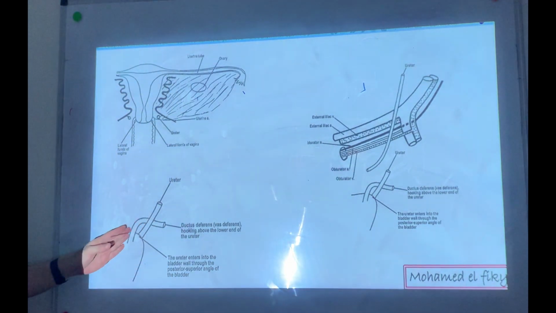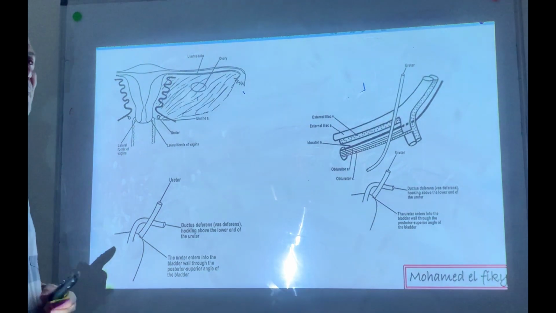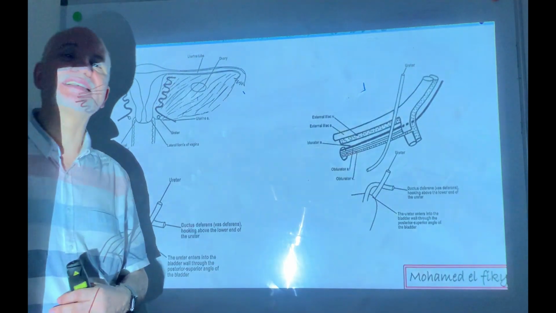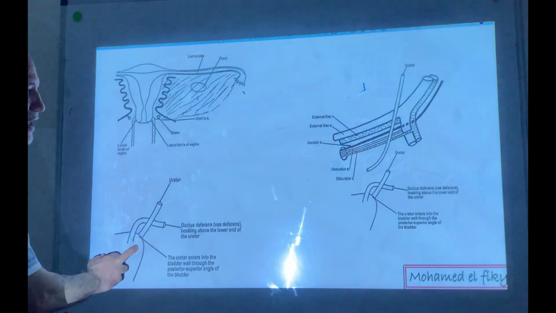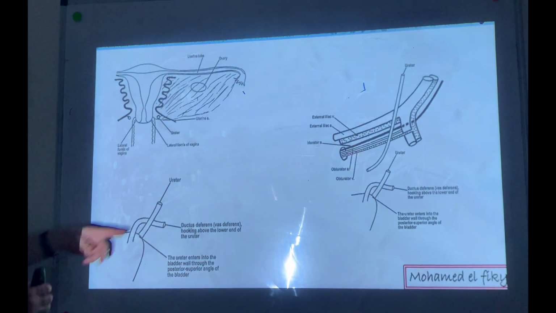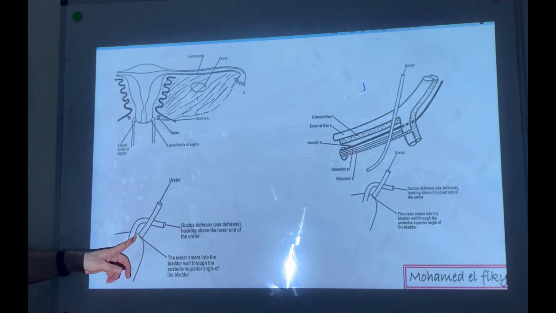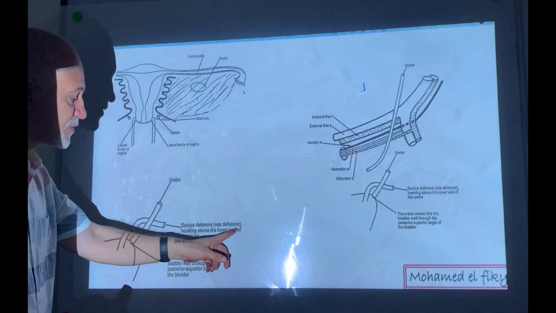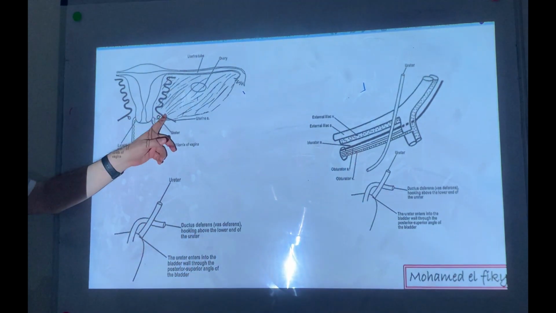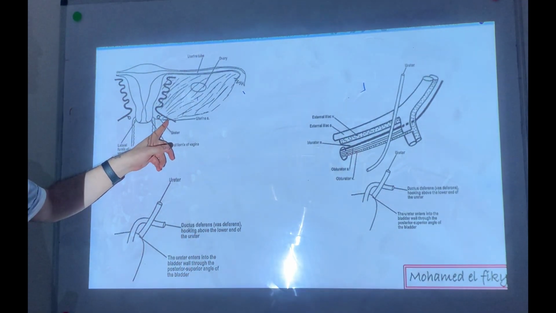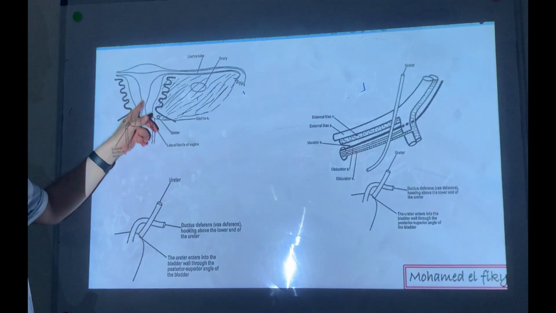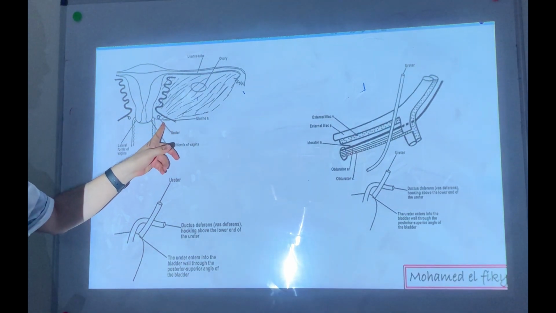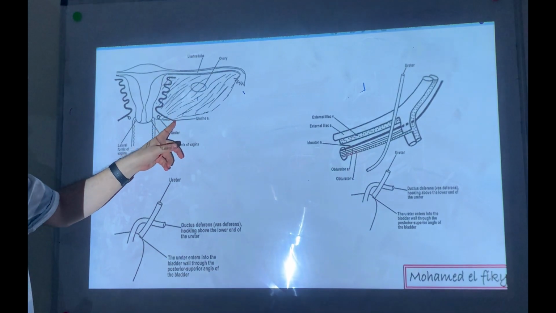But the ureter is crossed by structures, in male and female. In male, the ureter is crossed by the vas deferens. In female, the ureter is crossed by the uterine artery. Very, very important: the uterine artery crosses the ureter.